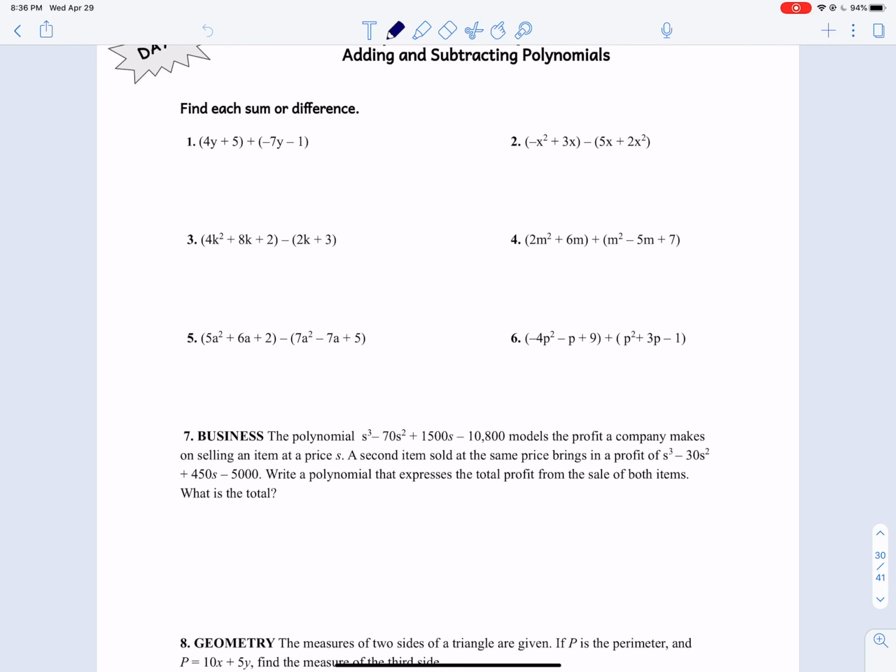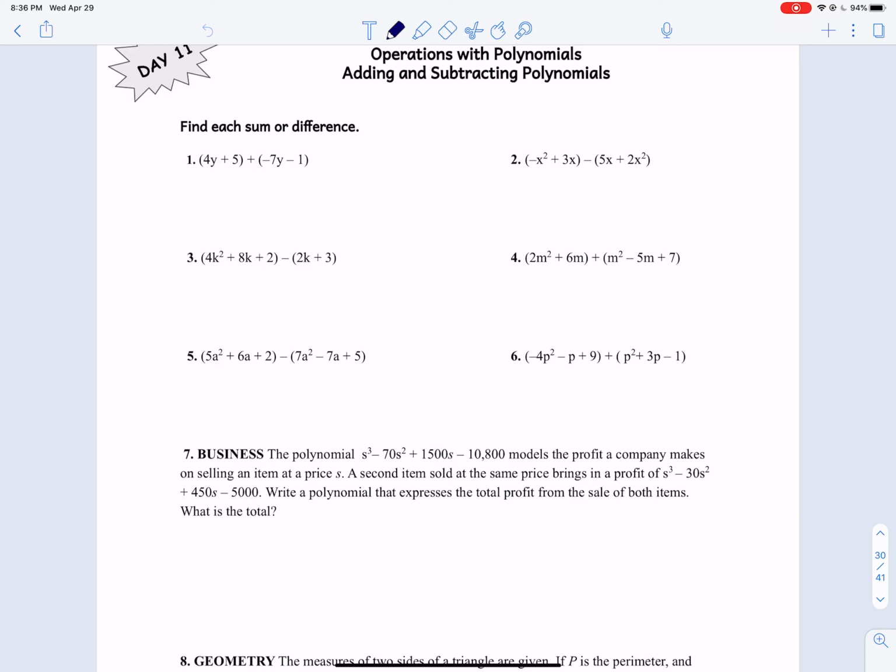So we're just adding polynomials. The biggest problem that I see is when there's a subtraction and we kind of forget to apply that to all the terms inside of the second polynomial. So I'm going to do number 5.